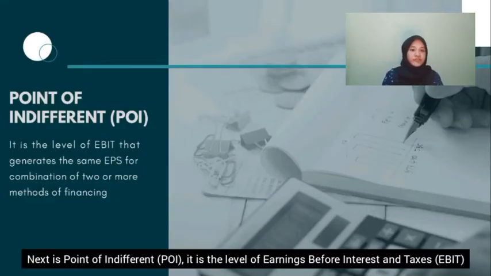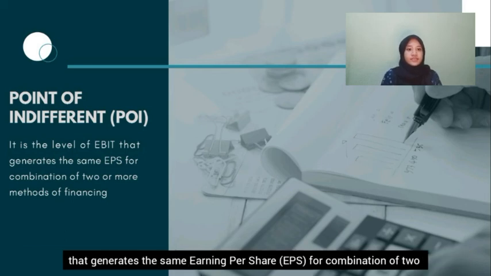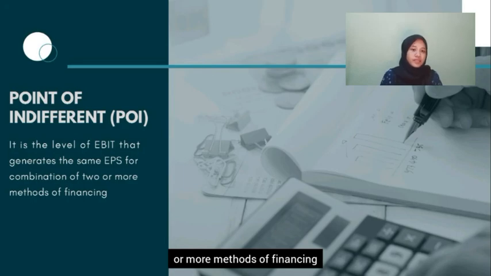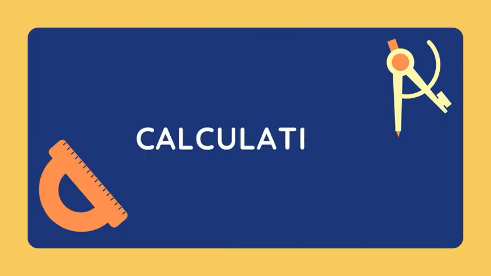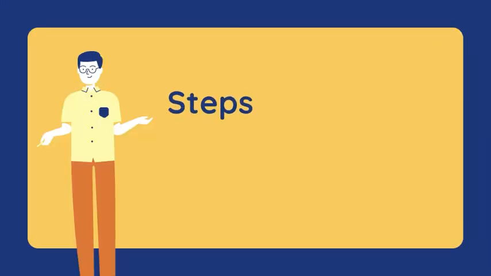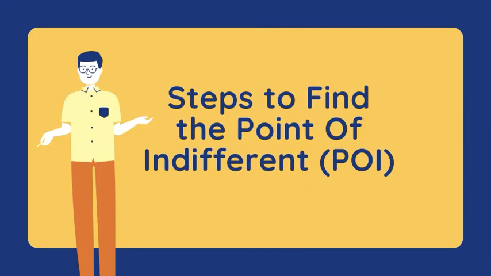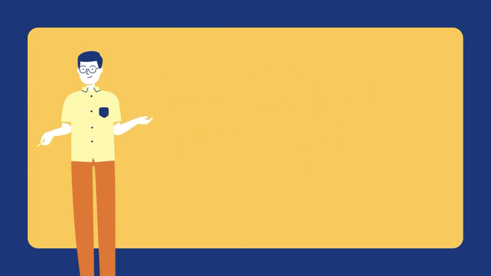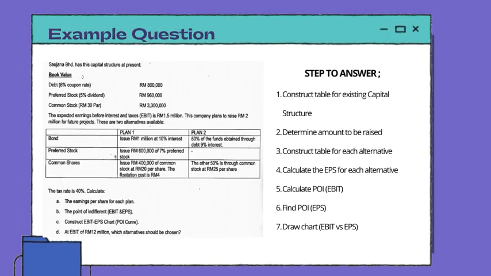Next is the point of indifference. It is the level of earnings before interest and tax that generates the same earnings per share for a combination of two or more methods of financing. Next is the calculation for chapter 7, which is the steps to find the point of indifference. This is an example question of how to find the answer. There are 7 steps.